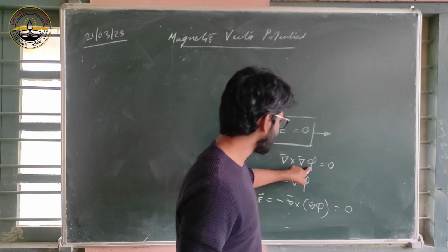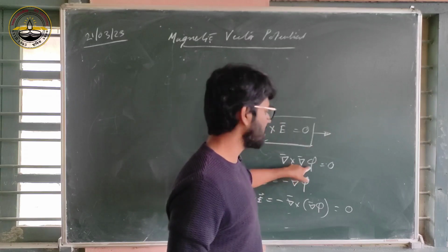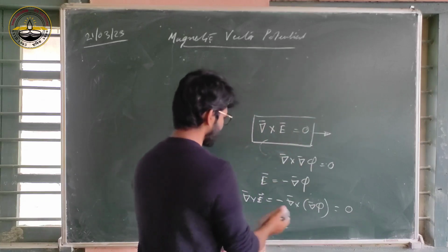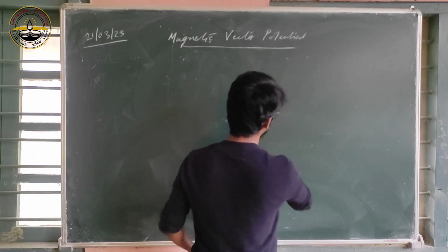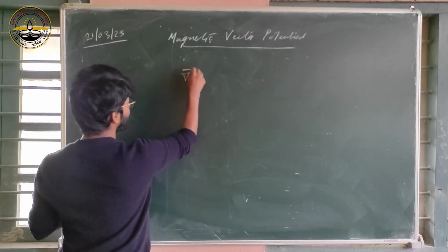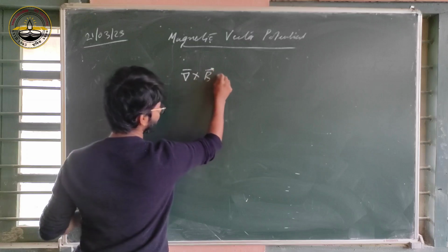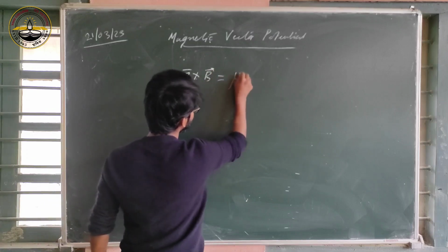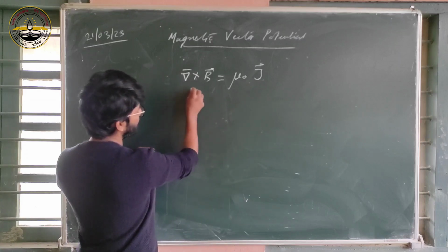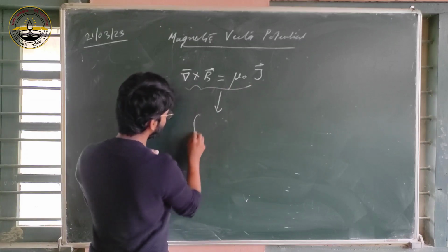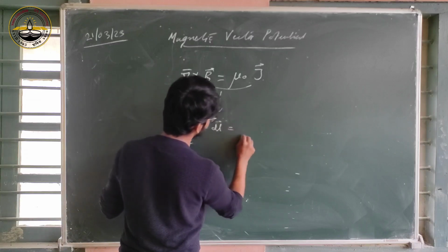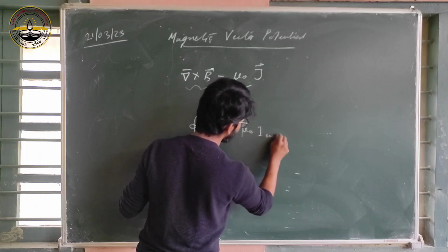So that is a scalar, a gradient of a scalar. We have a similar situation here, but unfortunately, curl of B is not 0. It is mu naught J. Exactly, integrating this, you get the integral form of Ampere's law, right?